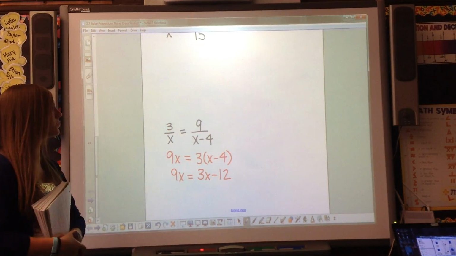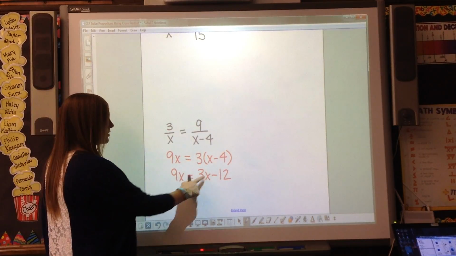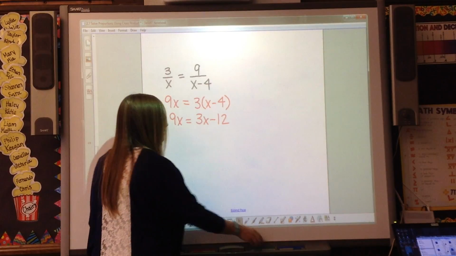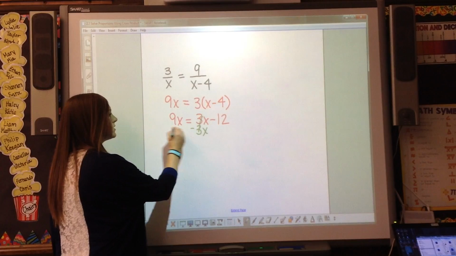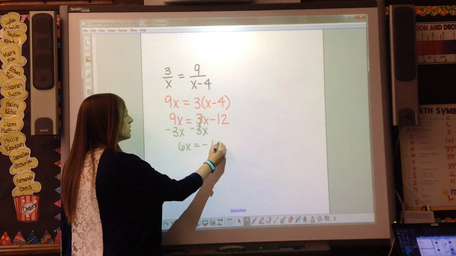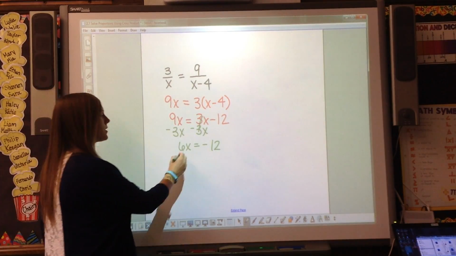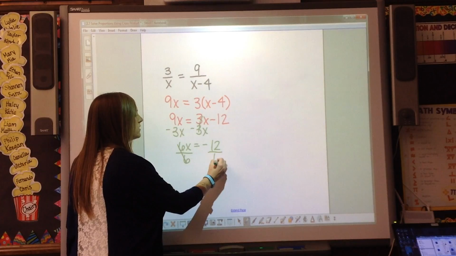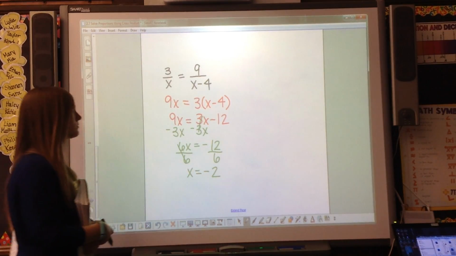Now I need to solve the equation by collecting the variables on one side. I'm going to collect all the variables on the left side. This is positive, so I'm going to subtract. This is a negative 12, so I'm going to bring down the negative. To get 6 by itself, I divide. Negative 12 divided by 6 is a negative 2.